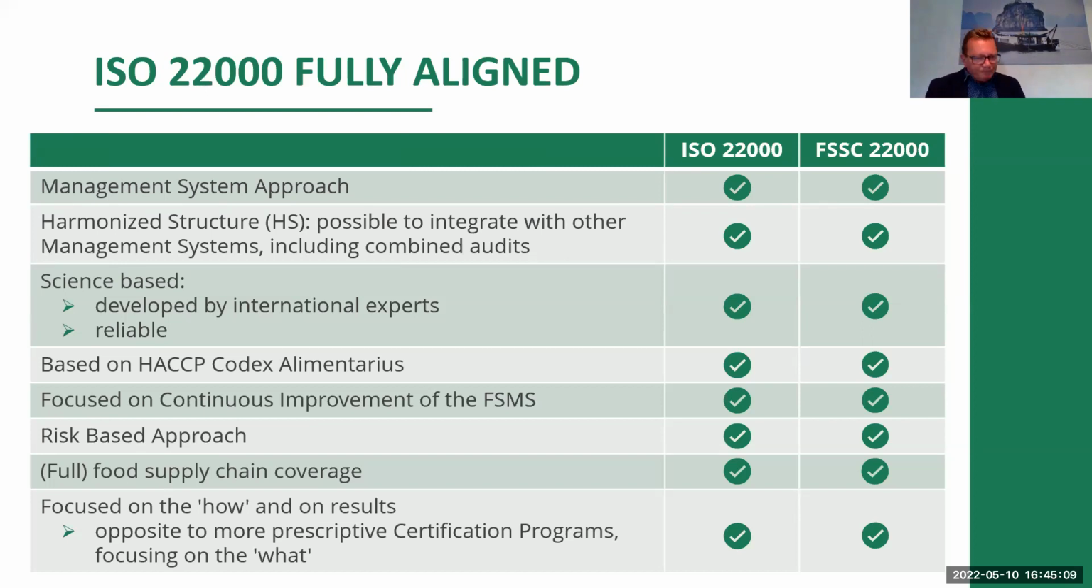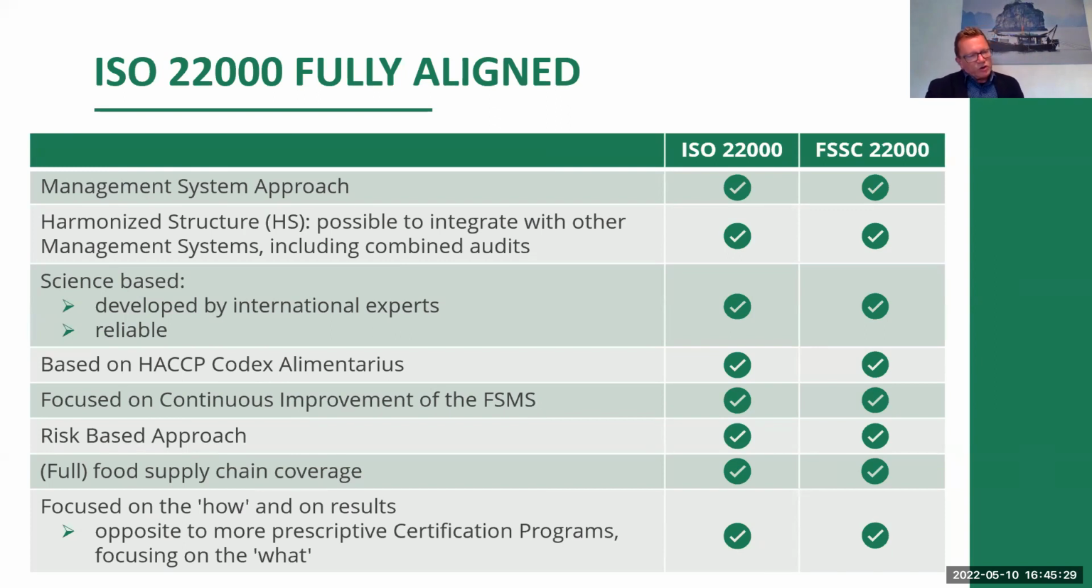Supply chain coverage. ISO 22000 is covering the food supply chain fully. All the steps and all the activities in the food supply chain can use ISO 22000, and FSSC is covering them almost all. I showed you already in the previous part of this presentation.